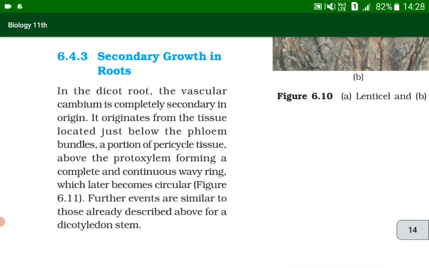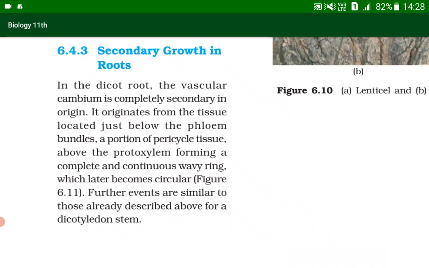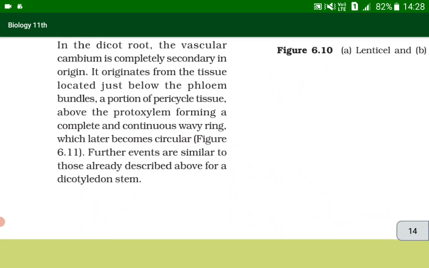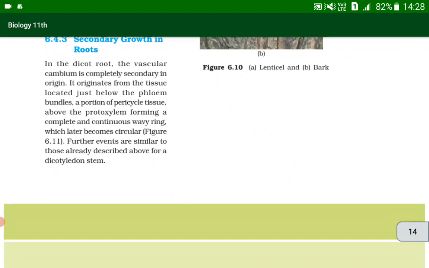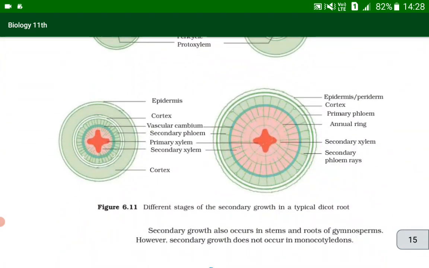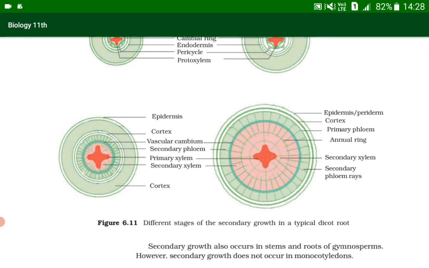6.4.3 Secondary growth in roots. In the dicot root, the vascular cambium is completely secondary in origin. It originates from the tissue located just below the phloem bundles and a portion of pericycle tissue above the protoxylem, forming a complete and continuous wavy ring which later becomes circular. Further events are similar to those already described above for a dicotyledon stem. Figure 6.11, that is, different stages of the secondary growth in a typical dicot root.